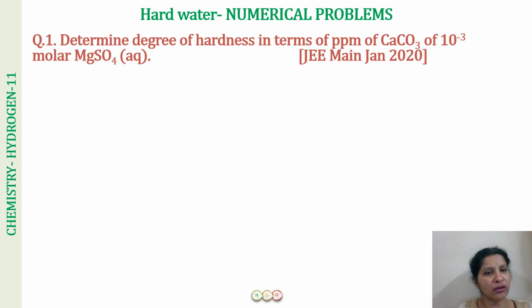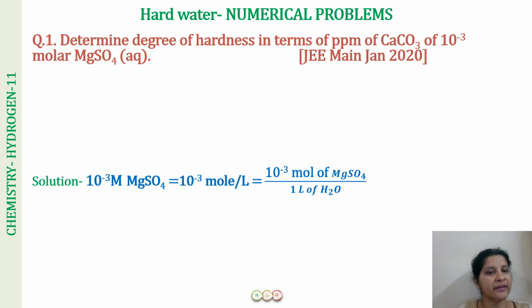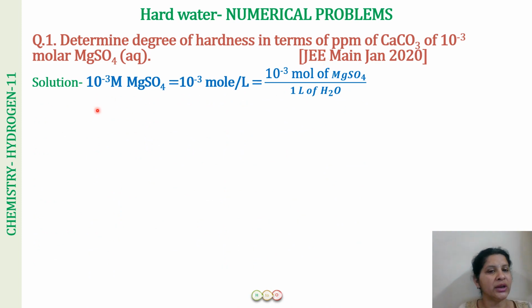So now that you have solved the questions, let us quickly discuss them. Determine the degree of hardness in terms of ppm of calcium carbonate of 10 power minus 3 molar magnesium sulfate solution. The question asked in JEE Mains January 2020, an integer type question. So we are given 10 power minus 3 molar magnesium sulfate, which means 10 power minus 3 moles per liter, which means we have 10 power minus 3 moles of magnesium sulfate in 1 liter of water.